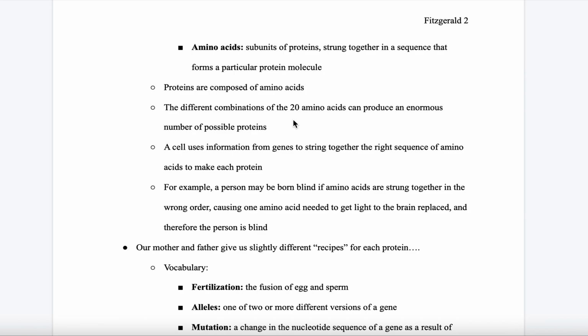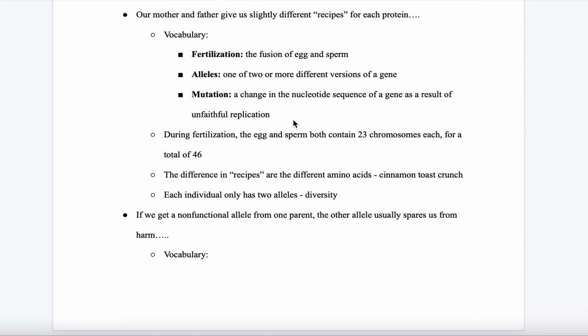So the next section is about our mother and father giving us slightly different recipes for each protein. For the vocab, there's fertilization, which is the fusion of egg and sperm, otherwise known as sex, and alleles, which are 2 or more different versions of a gene. And a mutation is a change in the nucleotide sequence of a gene as a result of unfaithful replication. During fertilization, the egg and sperm both contain 23 chromosomes each, for a total of 46 in each person. And the difference in recipes is the different amino acids.